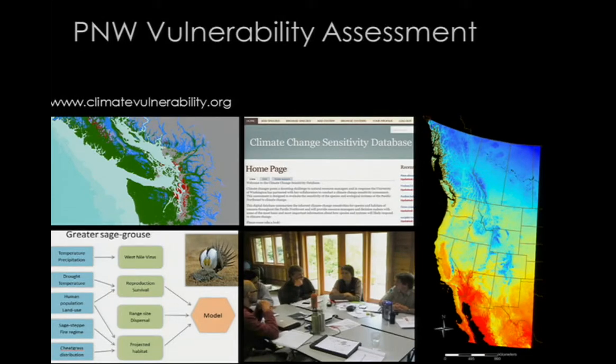A number of different goals and deliverables are associated with it. What I'm going to be talking about today, the climate change sensitivity part, is just one of many. We also did a number of climate data downscaling attempts and have that data available. I give the URL up there if anybody's interested in checking it out for more information.